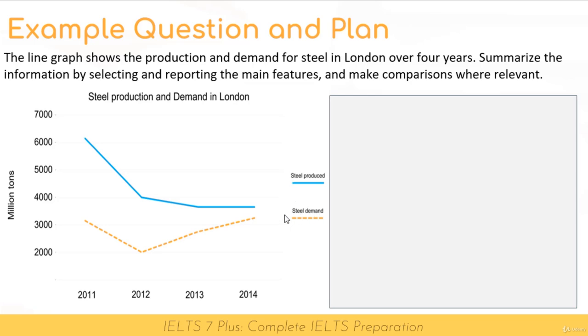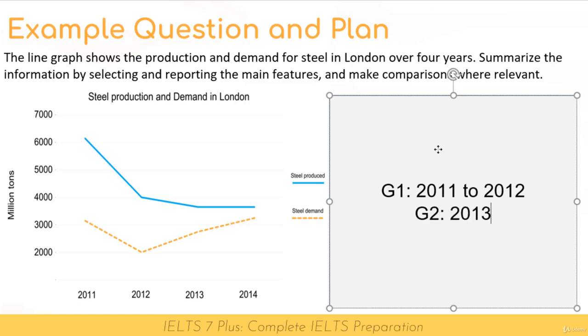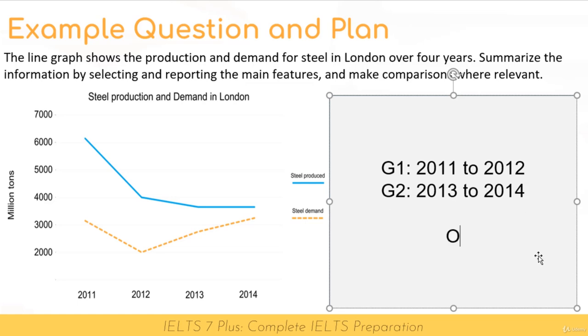If we grouped them, we wouldn't be able to easily make comparisons, which of course is a big skill in describing this data here. So I think the best thing for us to do is to split the groups by year. So in group 1, I can have, quite simply, 2011 to 2012. And in group 2, which will be my 4th paragraph of reported information, we will have 2013 to 2014.